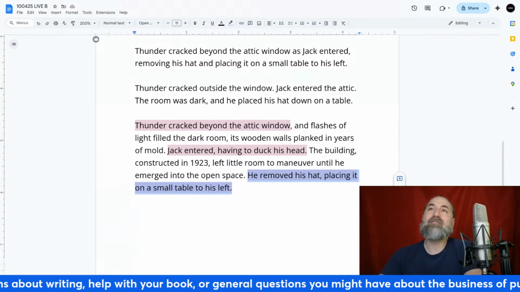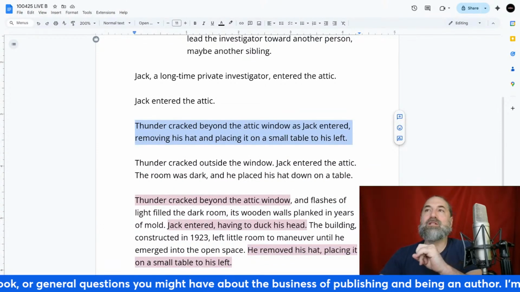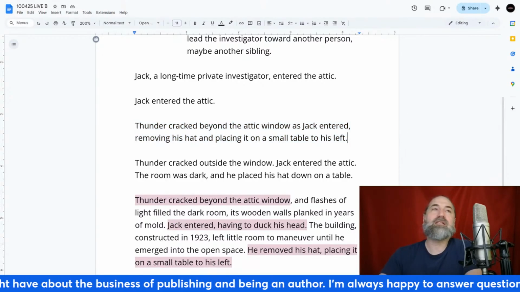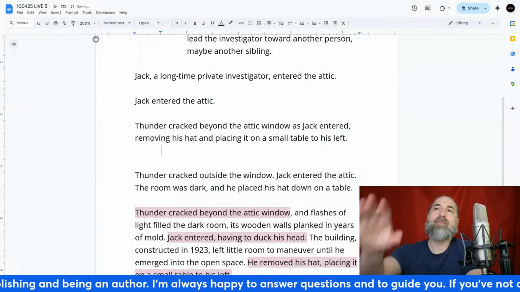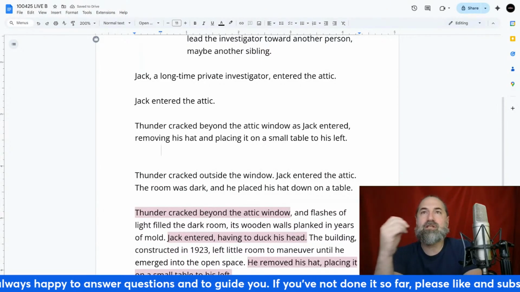Because even in an opening beat like this, thunder cracked beyond the attic window as Jack entered, removing his hat and placing it on a small table. This leads us to a second beat, because that's the first movement. Now that his hat is off and it's to the table, right?